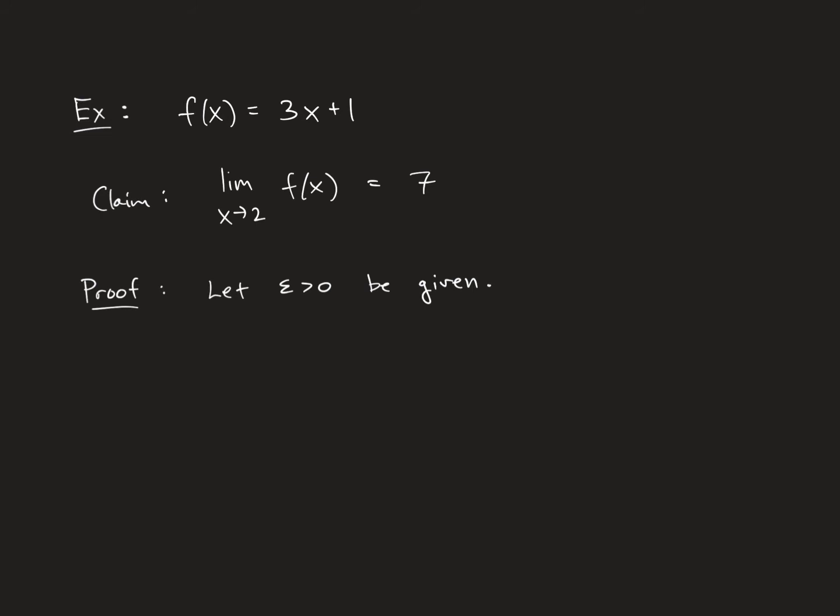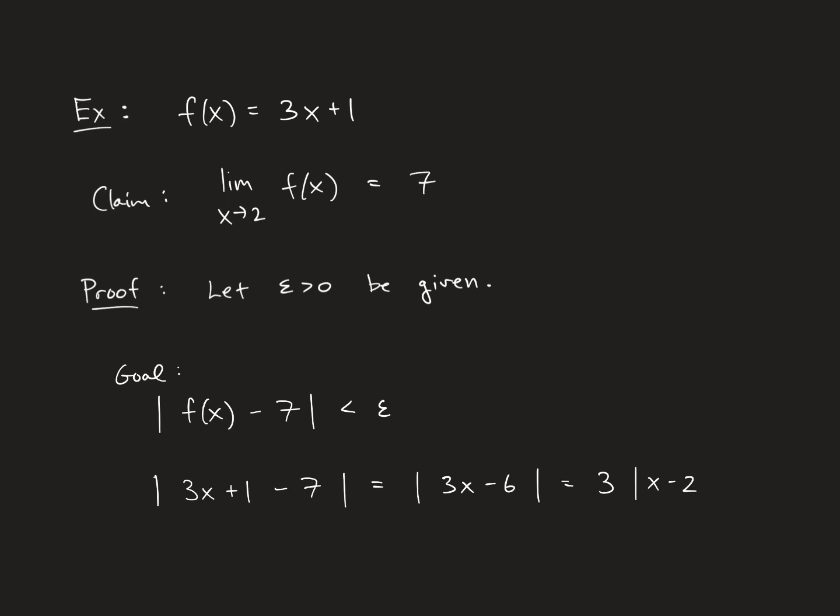So ultimately our goal is to make the absolute value of f of x minus 7 less than epsilon. And what does that mean concretely? Well, from our definition, f of x is 3x plus 1, and so we can just do a little arithmetic. So we have the absolute value of 3x minus 6, and that, of course, is equal to 3 times the absolute value of x minus 2. This thing is just our f of x minus 7, and we want to make it less than epsilon.